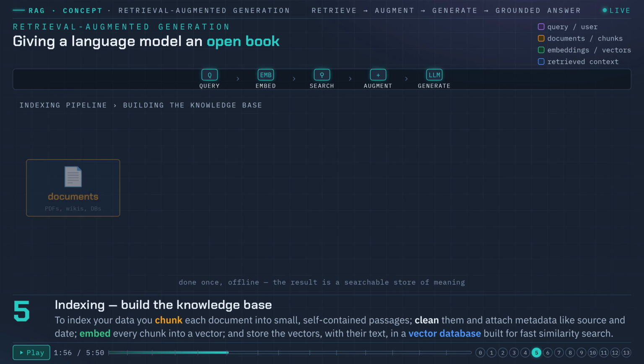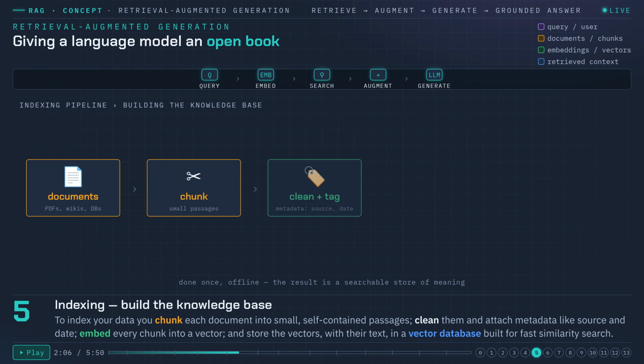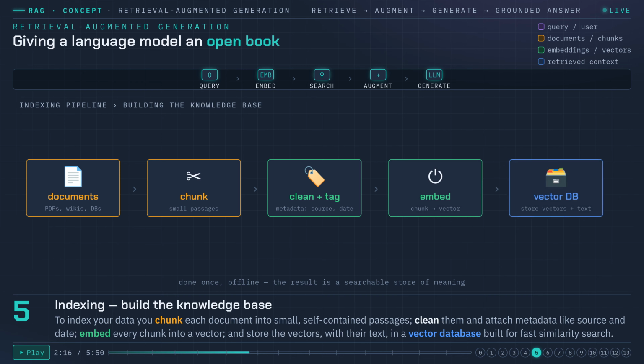To index your data, you work through four steps. Chunk each document into small self-contained passages. Clean them and attach metadata like source and date. Embed every chunk into a vector and store those vectors together with their original text in a vector database built for fast similarity search. Do this once and you have a searchable store of the meaning.